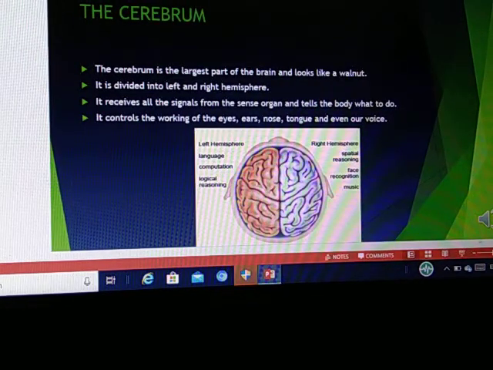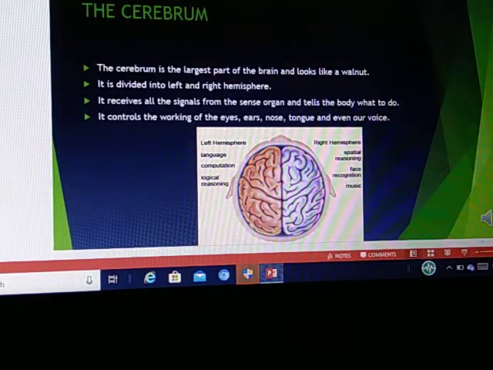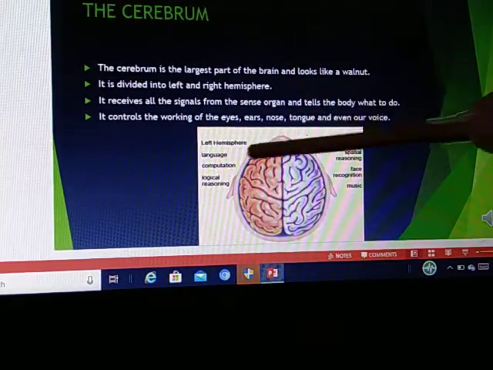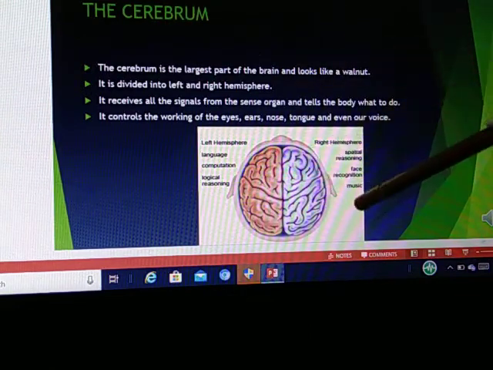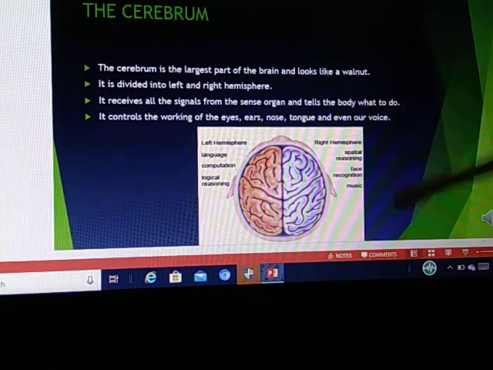Okay, means when your voice is going louder, you have to decide when to shout, when you have to lower the volume of your voice. All these decisions are taken by which part of your brain? Then it is the cerebrum. Okay, it is divided. Now the brain is divided into the left hemisphere and the right hemisphere. This topic we are going to study further.